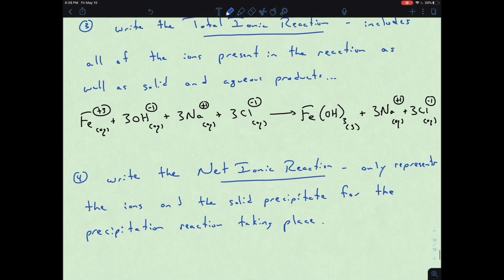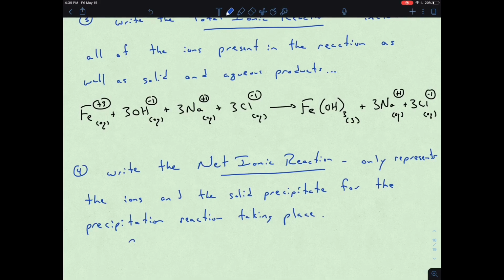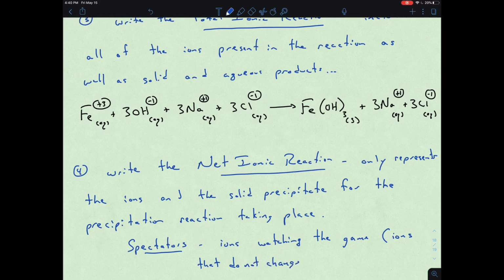You kind of have 2 different entities, right? You have the spectators, which are the ions that are just watching the game. They're ions that do not change, from that idea of going from starting material to product.